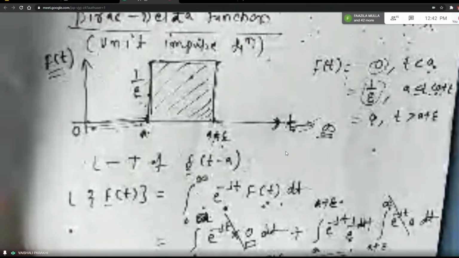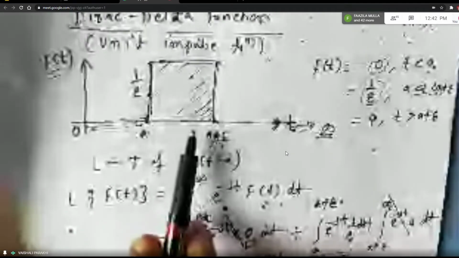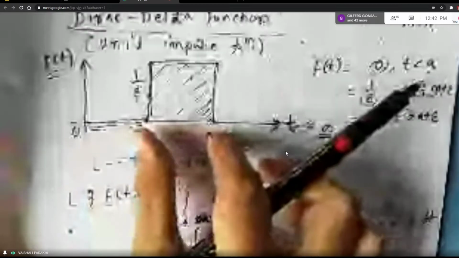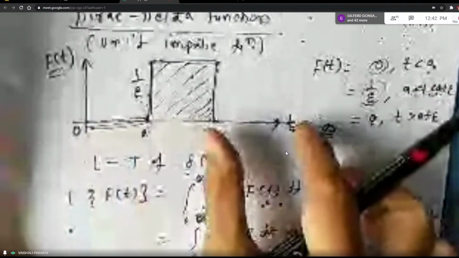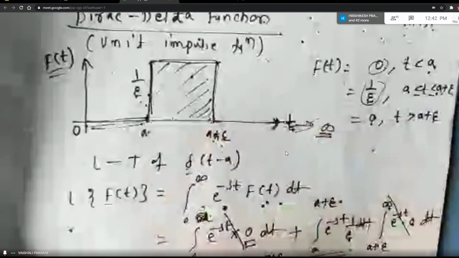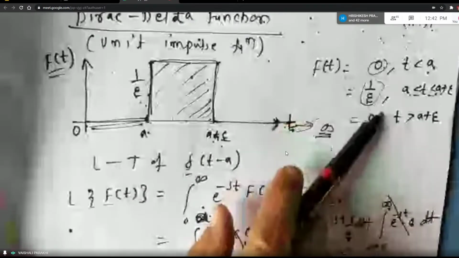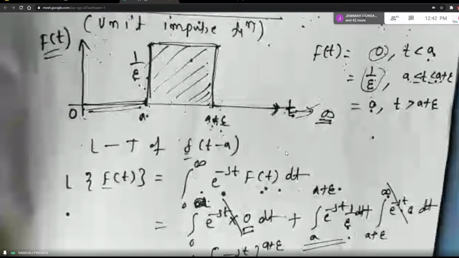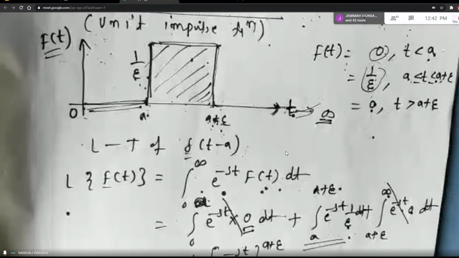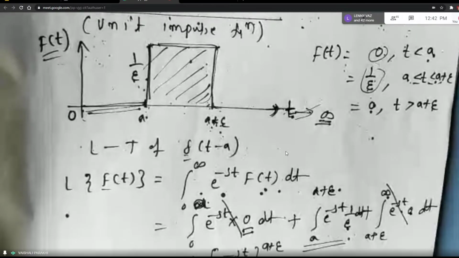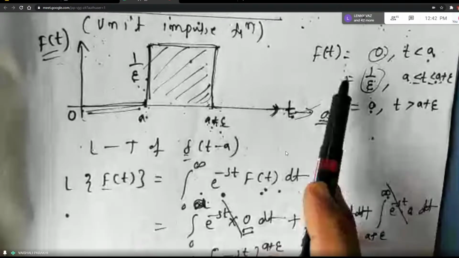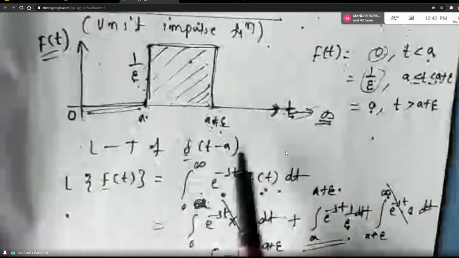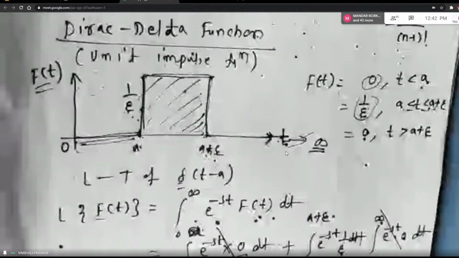Okay. So if you understand this diagram, then the function is 0 in this part, the function is 1 by epsilon in the middle part, and the value of the function is 0 in the last part. So this function is divided in 3 parts. Okay. Now, how is the Dirac delta function defined? Dirac delta function is defined as the limit of Laplace of this function. So let us find Laplace of this function, f of t.